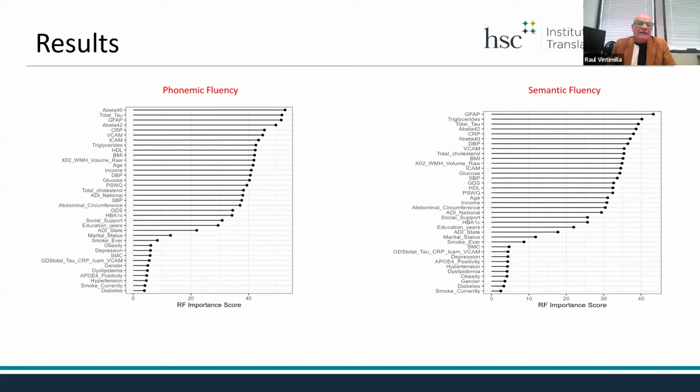And finally, we have here the language, phonemic, and semantic fluency. And you can see again, A beta 40, A beta 42, CRP, VCAM, the biomarkers are in the top. And white matter hyperintensity is present here also. Next slide, please.